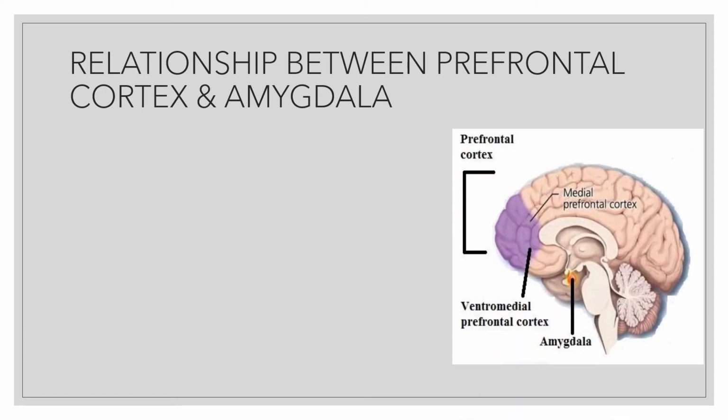So again, the relationship between prefrontal cortex and amygdala continues. Here you can see the diagram wherein we can see the prefrontal cortex, which is represented with the purple portion, also called the ventromedial prefrontal cortex and medial prefrontal cortex. The lower portion is ventromedial and the upper portion is medial prefrontal cortex. And there is an orange portion within the diagram, which is called the amygdala.